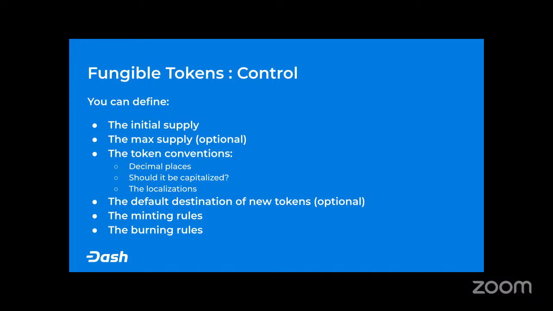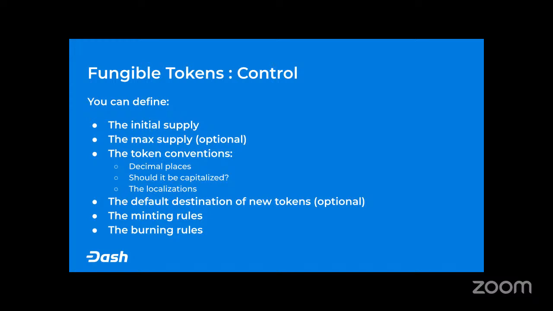There's also token conventions that you can write in. You can put the decimal places. You can say, should this token be capitalized in various languages, and the localizations, like the singular and plural of all the languages of the token. So for example, Flurgon in English, Flurgons would be the plural. I'll say it's capitalized in English. And in German, it's going to be Flurgezeit. Or I don't know what that is. Hope that's not an actual word.